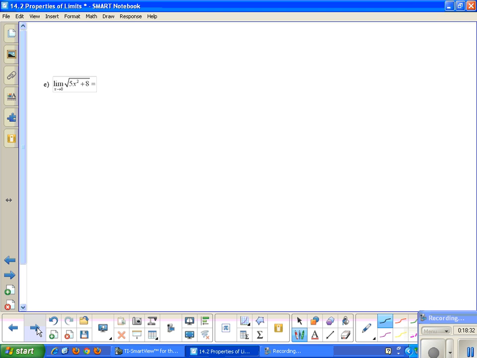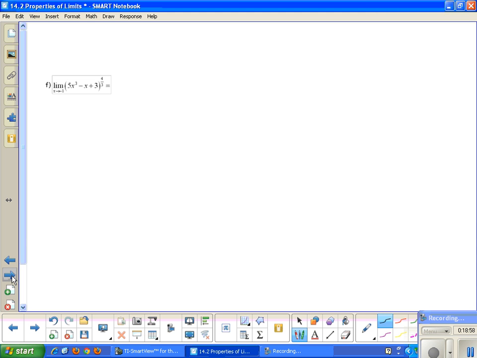So for this one, if I plug 0 in just to check, I get the square root of 5 times 0 squared plus 8. So this is equal to the square root of 5 times 0 squared, which is 0, plus 8, which is 8. So this is equal to the square root of 8, which is 2 root 2. That means this would be my solution, and because 0 was in the domain, I didn't have to worry about doing something else in order to find the limit.